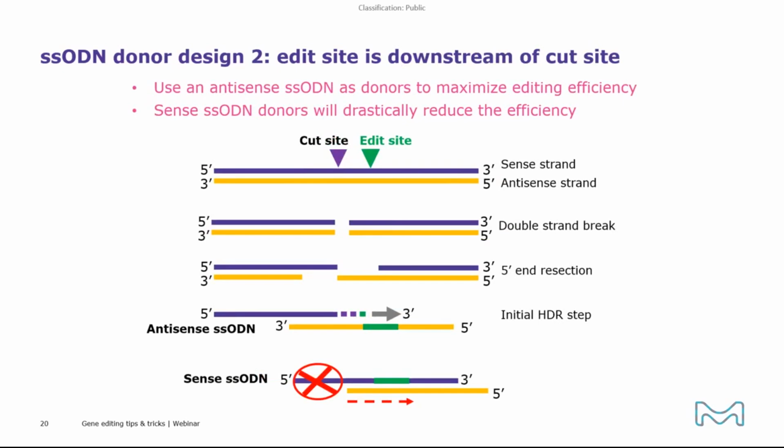The second positional relationship is the edit site is downstream from the cut site. In this configuration, you want to design an antisense strand oligo as donors. And if you use a sense strand oligo, the editing efficiency will reduce drastically. And the reason is the same as in the first configuration.